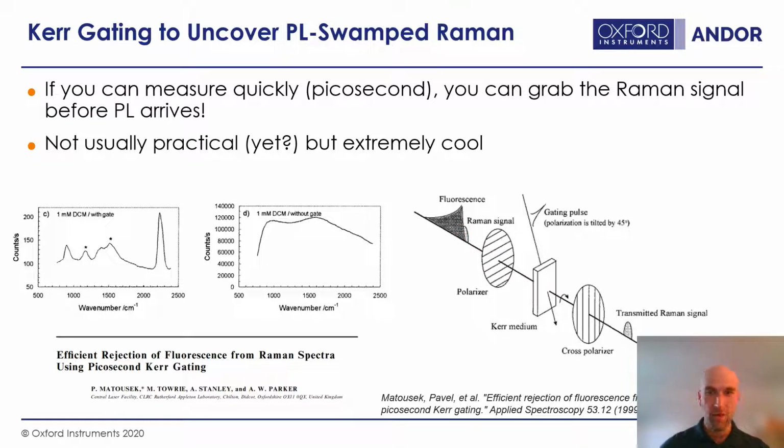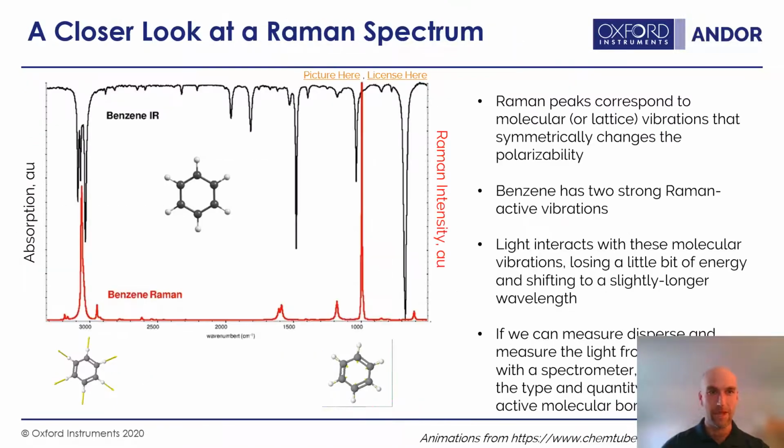I won't dwell too much on this slide more than I already have, because it's unlikely that you'll be able to do this yourself. So for all I know, there's a commercial version of this available, but probably not. You need a pulse laser, you need this kind of fussy setup. So I say it's not usually practical yet, but it's extremely cool. I just wanted to point that out, that you can do it in the time domain if you can do it in a very fancy way. And that means capturing the Raman spectrum ahead of the photoluminescence.